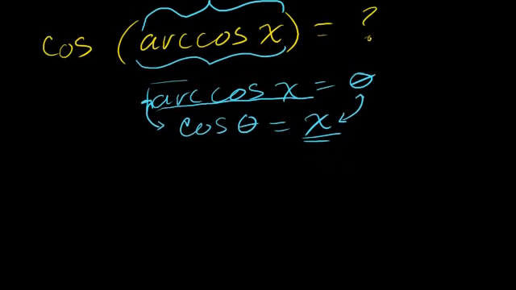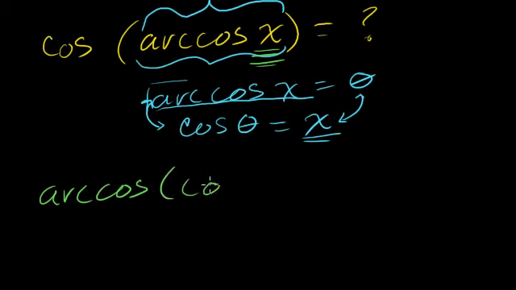Now let me ask you a bonus, slightly trickier question. This is true for any x that you put in here, any value between -1 and 1, including those two endpoints. This is going to be true. Now, what if I were to ask you what the arc cosine of the cosine of theta is? What is this going to be equal to? My answer is it depends. It depends on the theta.